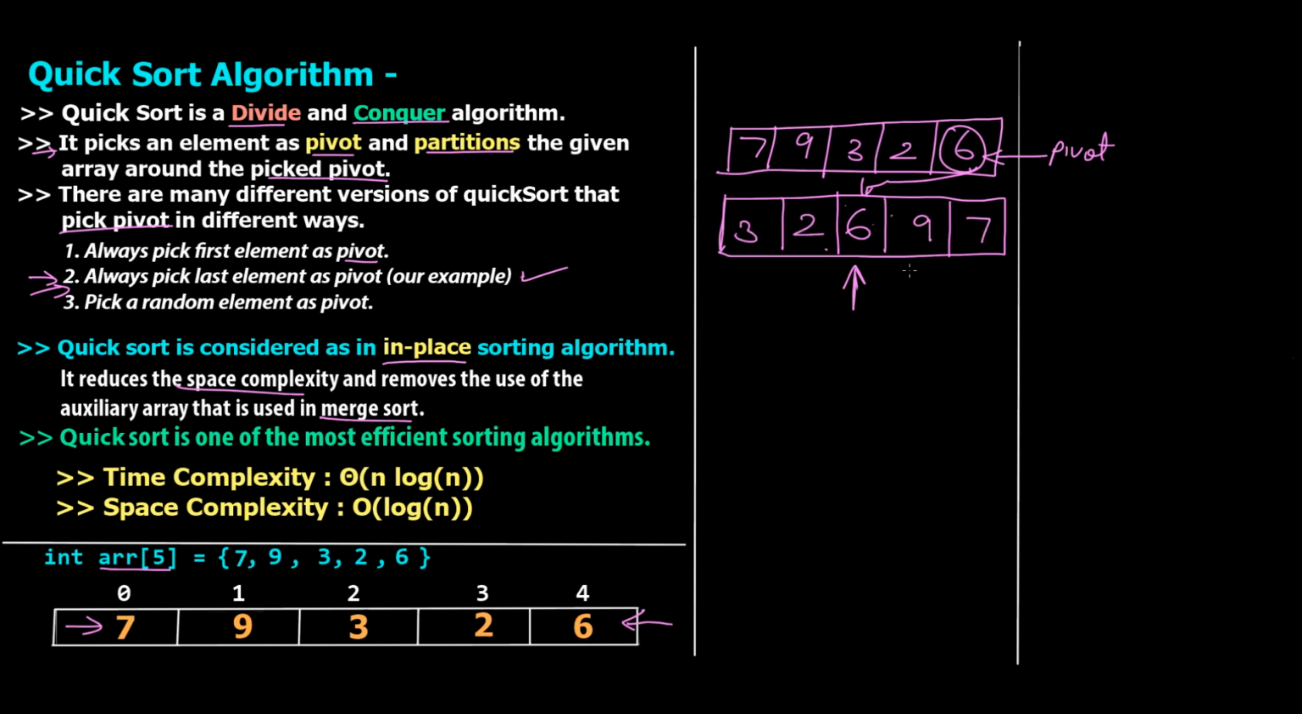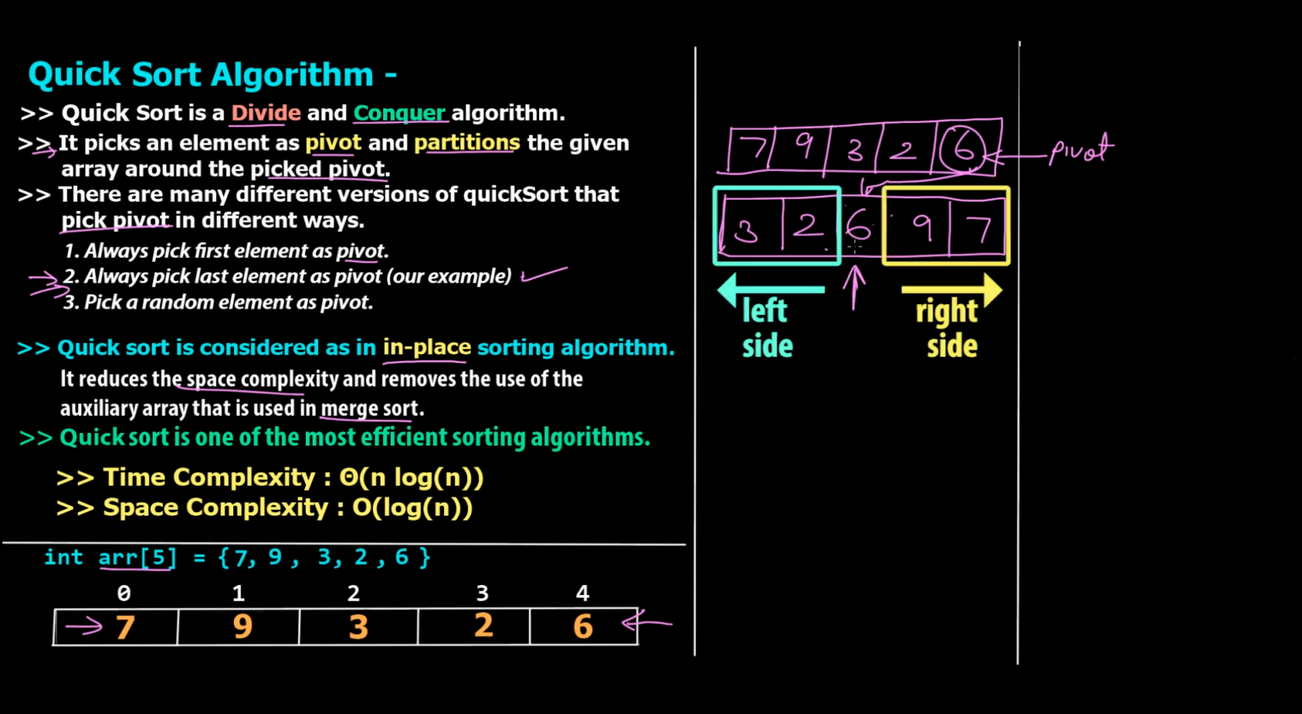I was just showing it for representation purposes, but after step 1, what will happen is the selected value, the pivot, will come to such a position where on the left hand side of the pivot will be all the elements that are smaller than the pivot value, and on the right hand side of the pivot, all the values will be greater than the pivot value.